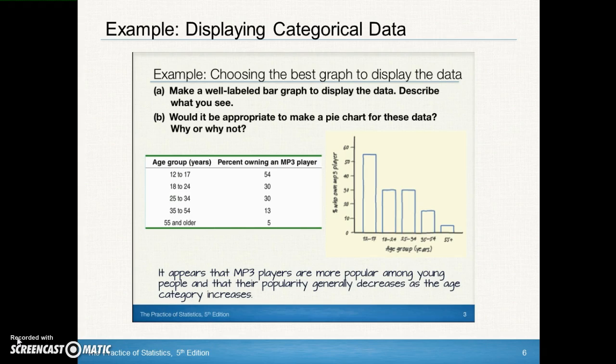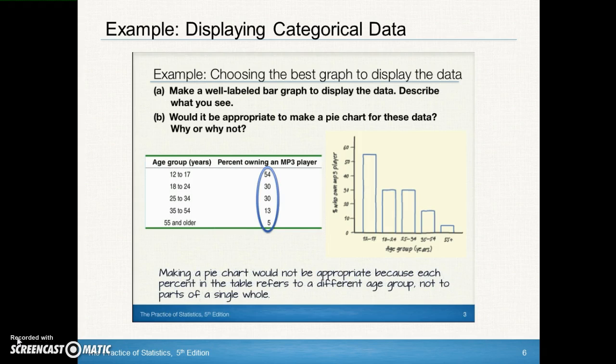To answer this question, we'll want to look at the percents owning an MP3 player. Notice they range from 54% for the age group 12 through 17, down to only 5% for the age group of 55 and older. Also notice when we add these percents up, we get a number far greater than 100%. That alone tells us that making a pie chart would not be appropriate, because each percent in the table actually refers to a different age group and not to parts of a single whole.